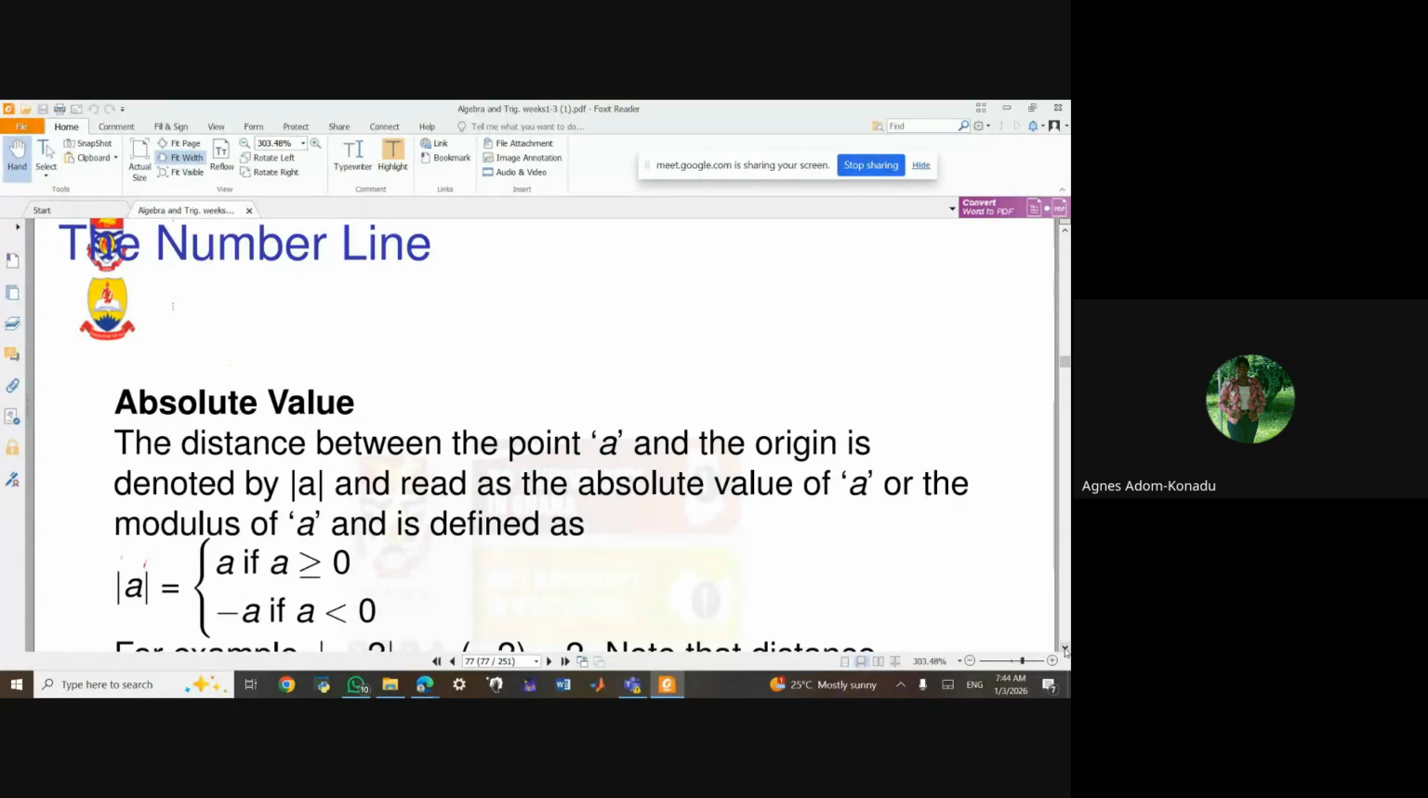Okay, so you're looking at the number line, but under the number line, we'll look at absolute values. Absolute value. We are saying that the distance between the point A and the origin is denoted by this. I think last week, in the analytic geometry and calculus class, I defined roots of a number for you. That if I have absolute A, please can you hear me?